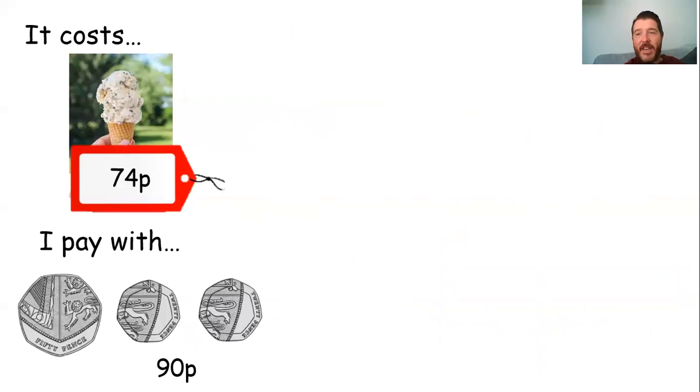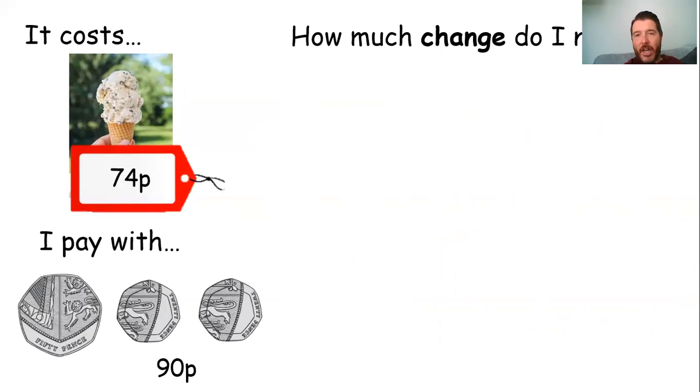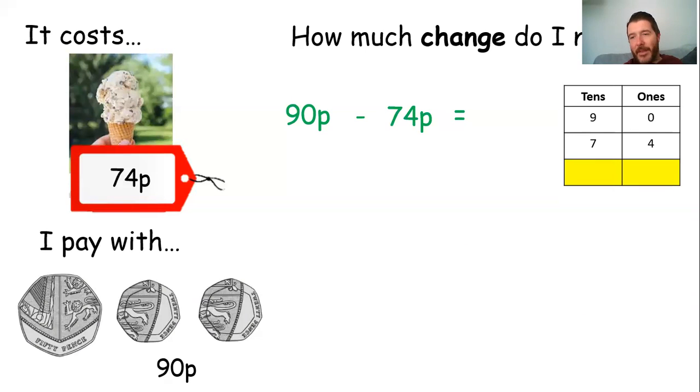Okay, the next one costs 74p. I pay with 90p. How much change do I need? Well, 90p take away 74p is my subtraction sentence, isn't it? I'm going to use the column method again. Can't take away 4 from 0, so I'm going to exchange 1 ten for 10 ones. 10 take away 4 is 6. 8 take away 7 is 1, so I've got 16p.